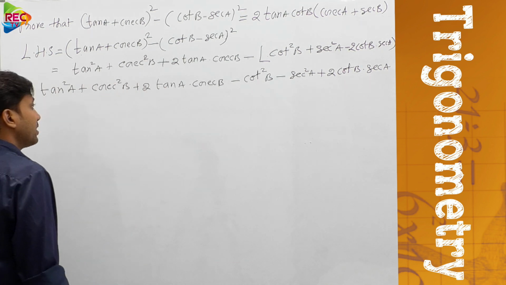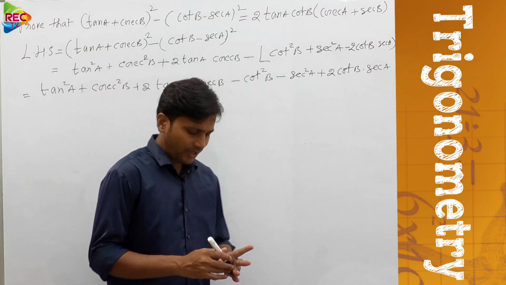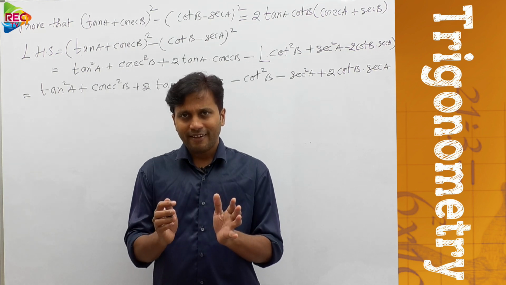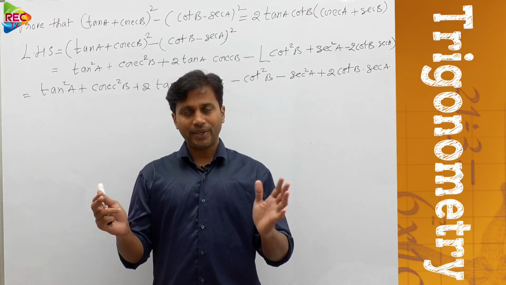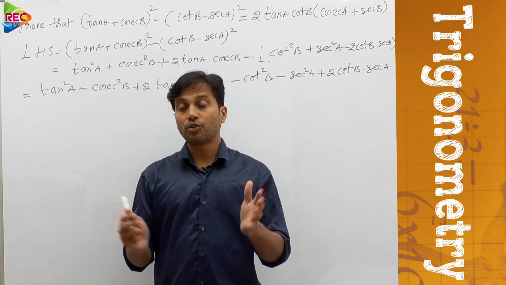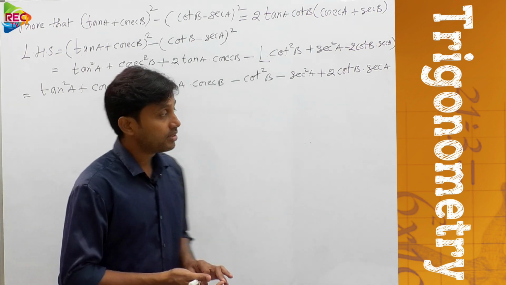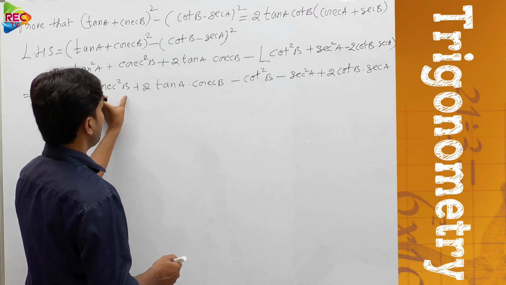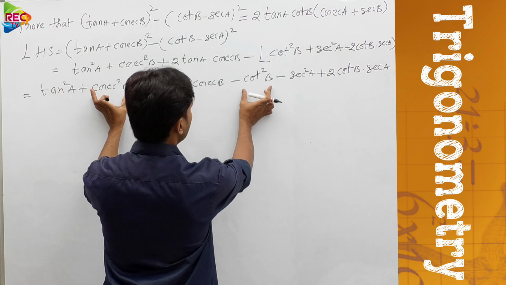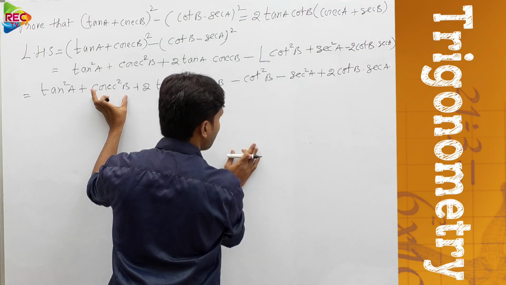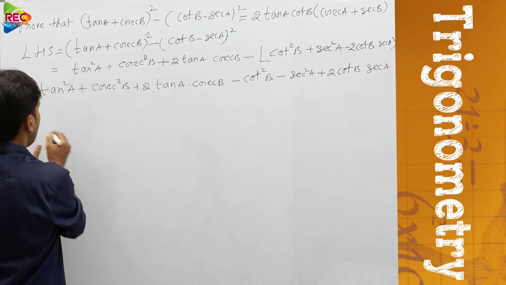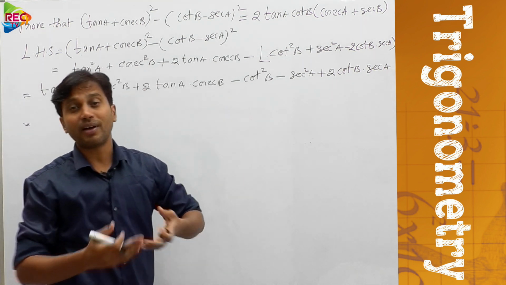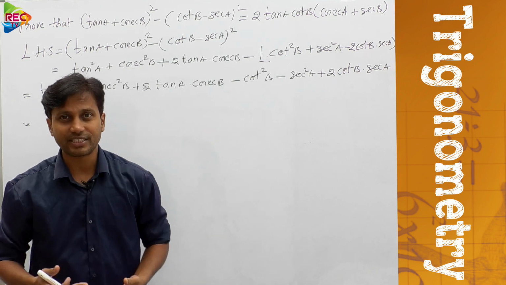Now what are the terms that we can group here? When you are getting this much lengthy expression, you need to see whether there is any chance for grouping terms. Can we take advantage of grouping? Here we have tan² A, cosec² B, minus cot² B, and minus sec² A. By grouping some of these terms we can form trigonometric identities.